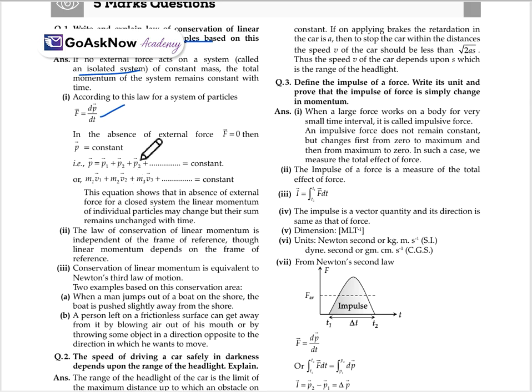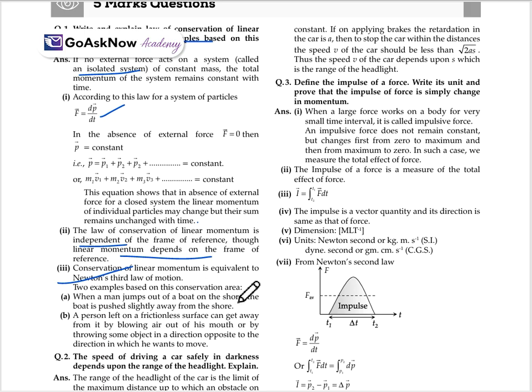So P will be equal to P1 plus P2 plus P3 and so on. So P is equal to mv, so m1v1 plus m2v2 is equal to constant. This equation shows that in the absence of external forces, the linear momentum of individual particles may change, but their sum remains constant with time. The law of conservation of linear momentum is independent of the frame of reference, though the linear momentum depends on the frame of reference. Conservation of linear momentum is equivalent to Newton's third law of motion.